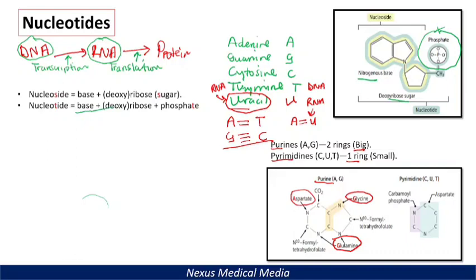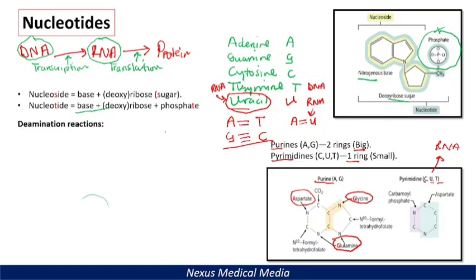But if you look at the structure of a pyrimidine, you can see it's 1 ring, it's small. Here you use carbamoyl phosphate and aspartate. And in the pyrimidines you find cytosine, uracil, and thymine. This uracil, just to remember, I said you find uracil in RNA. And thymine, where do you find thymine? You find it in DNA.